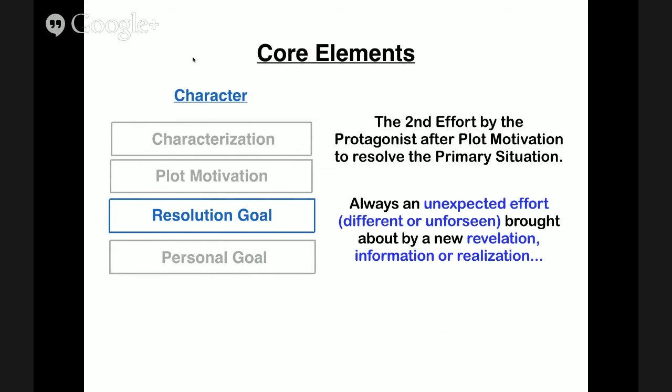John McClane still has to rescue the hostages. He has to rescue his wife, who's now being taken hostage, and that is what's going to ultimately resolve the movie. We'll explore what he tried to do in the first place, but what he has to resort to doing is fighting the terrorists himself because no one else is there to step in. The resolution goal is always an unexpected effort, different or unforeseen, brought about by a new revelation, information, or realization.